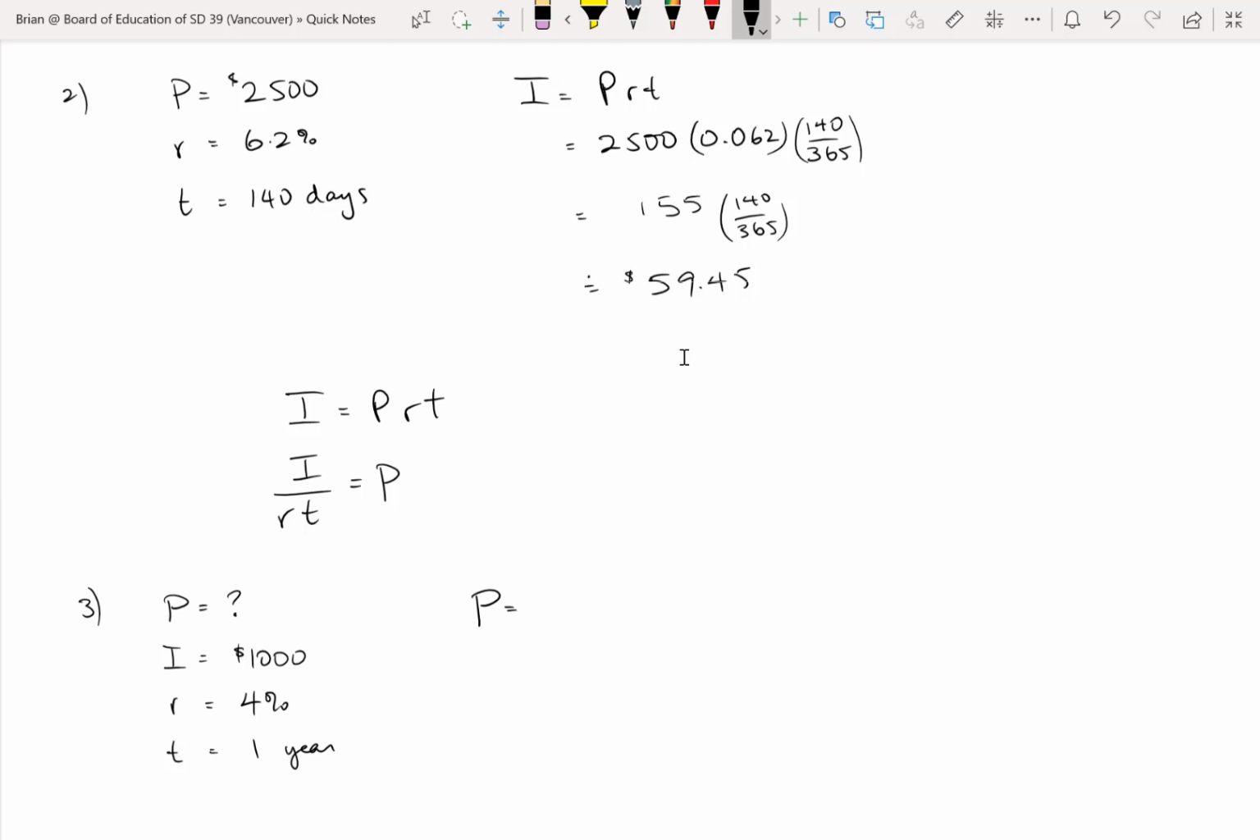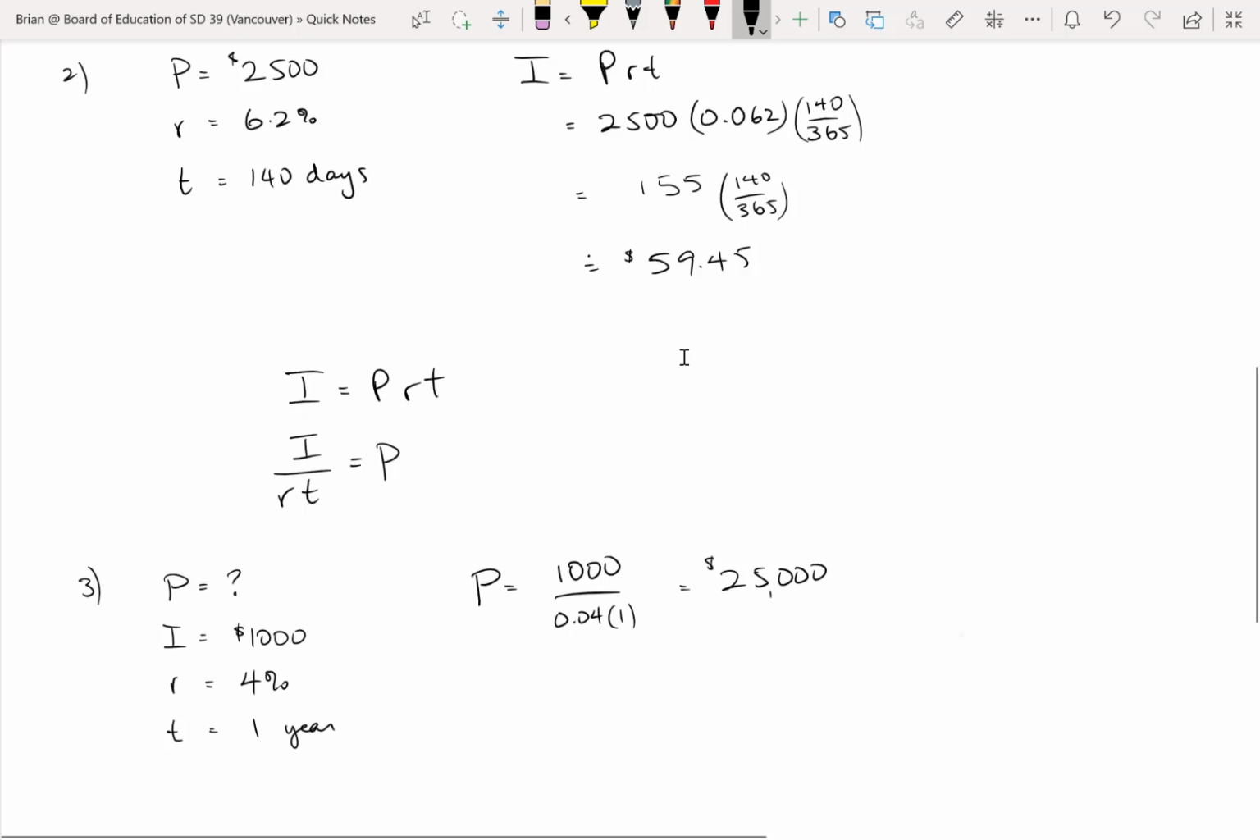The principal, following the formula that I just worked out above, is interest divided by RT. So the R in this case is 0.04, and the T is 1. I don't really need to put it in there, but I'll put it in there. And when you punch that into your calculator, you should get $25,000. So indeed, $25,000 is what you're going to need to invest if you want to earn an interest payment of $1,000 at 4% over just a single year.